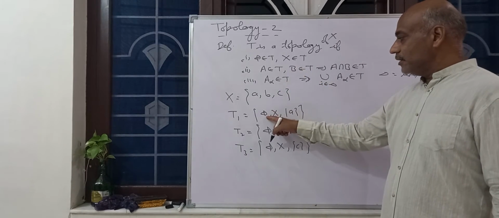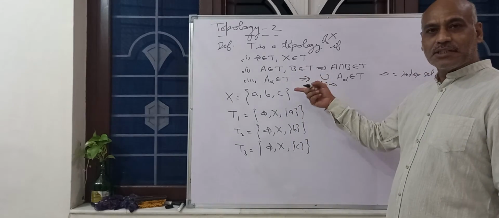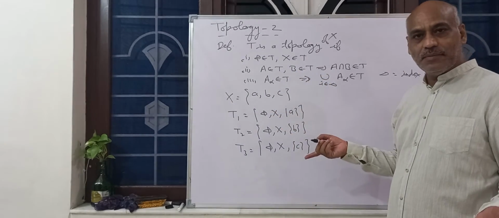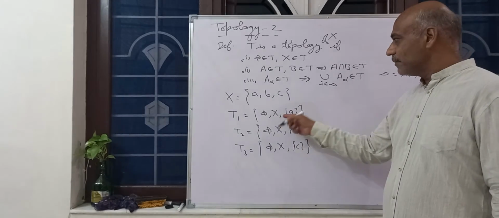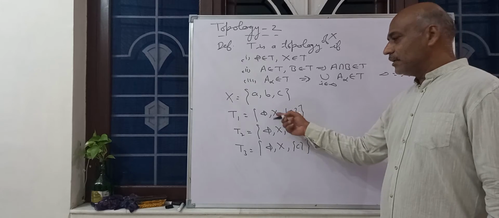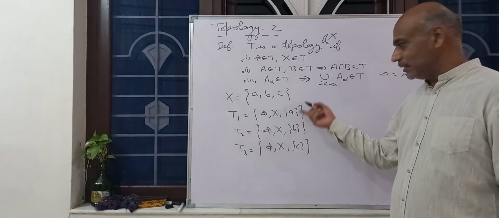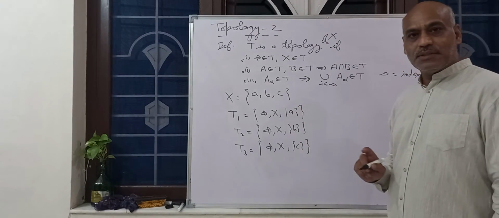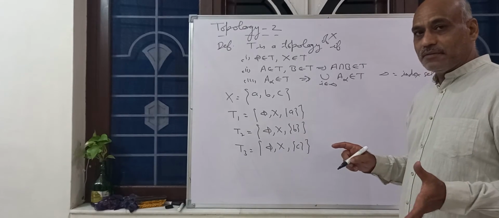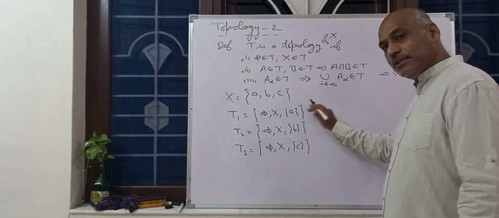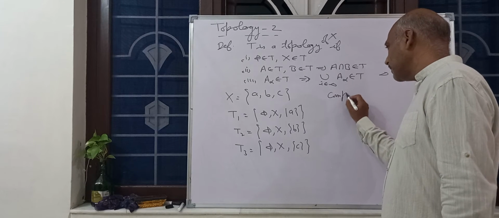For intersection, suppose you take phi and X, which belong to T, their intersection phi intersection X is phi, which belongs to T. Or you take A, which belongs to T. If you take any two sets or all sets, then the union also belongs to T. So these are the topologies, and are these topologies comparable or not comparable? We see what comparable means.